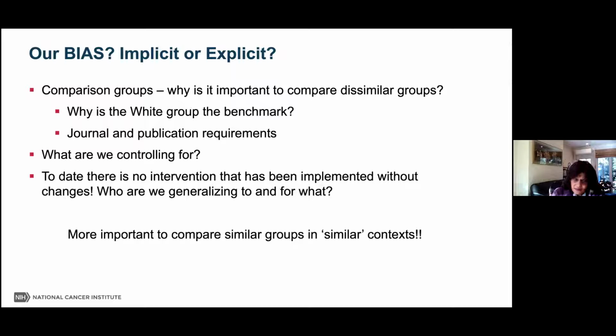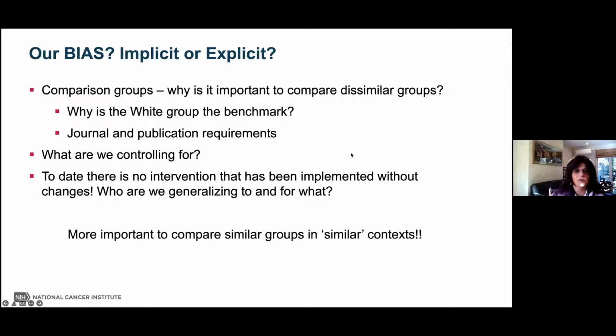To date, I can tell you, there is no intervention on the face of this earth that has ever been developed which we don't change when we implement it in another community. People don't think about that. So when we say it should be generalizable, what is it you're trying to generalize? To whom? And what is the outcome of that?